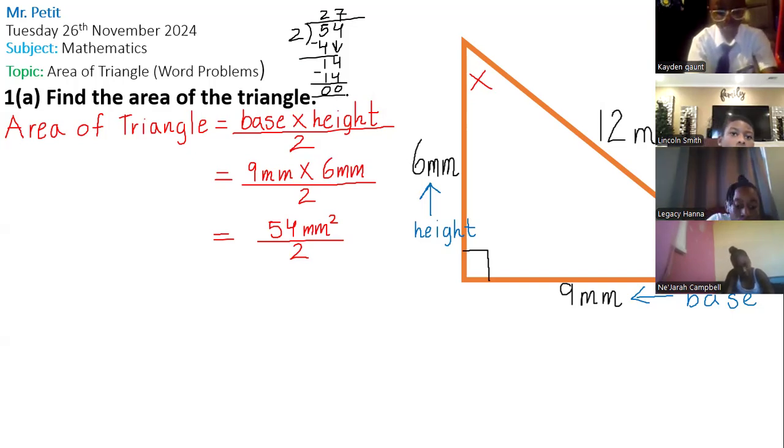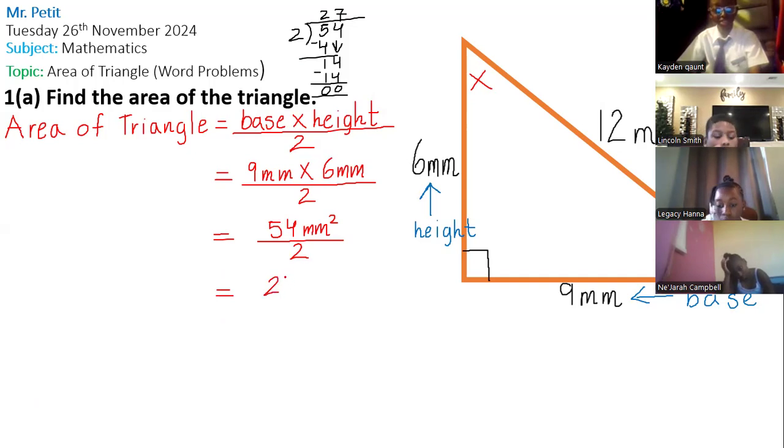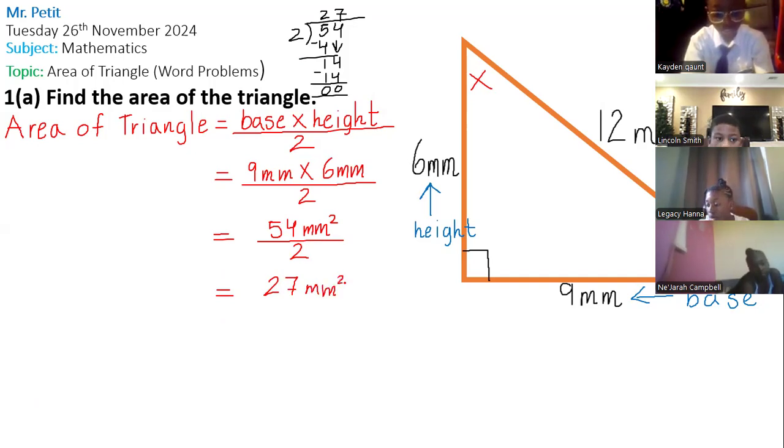So you have 54 millimeters squared divided by 2, and that gives us 27 millimeters squared. And that's how we find the area of the triangle. So go ahead, Wynette, explain how we got the area of the triangle, please.